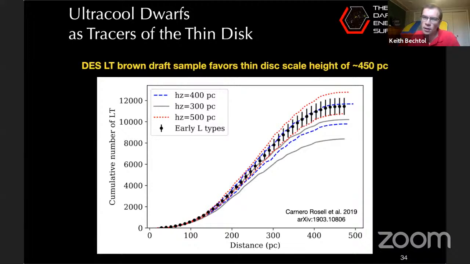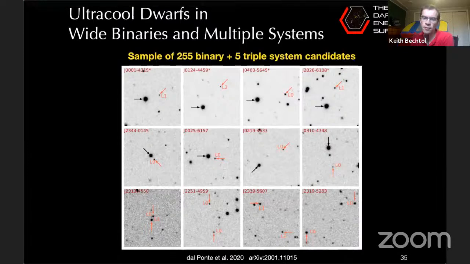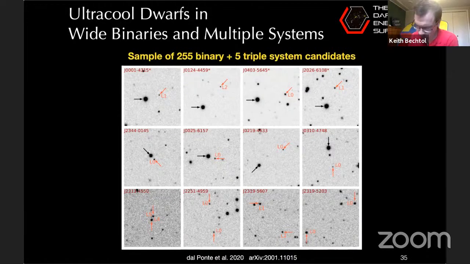Another application of these ultracool dwarfs is to use this large sample that was amassed by DES and then try to pick out the wide binaries and multiple systems. The interest here is that these ultracool dwarfs, even though they're expected to be quite common, are of such low luminosity that they're somewhat of a challenge to study.